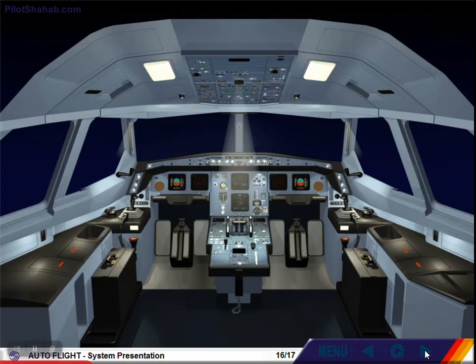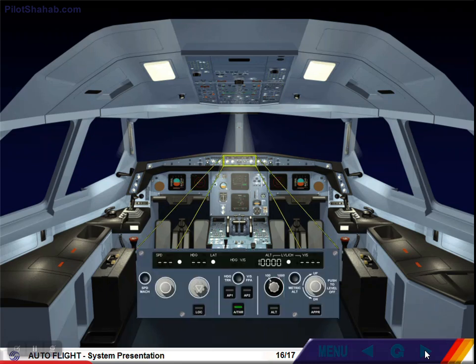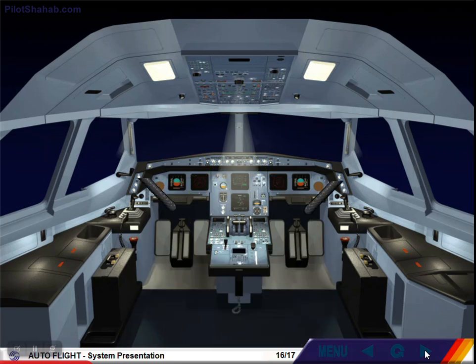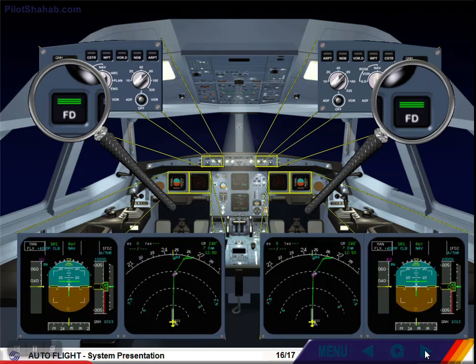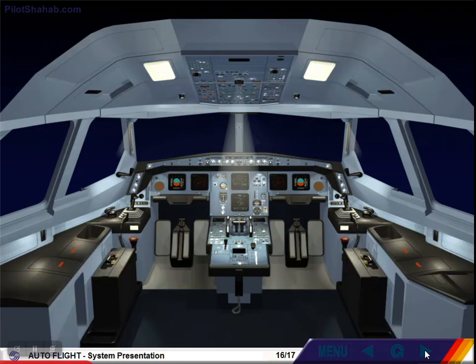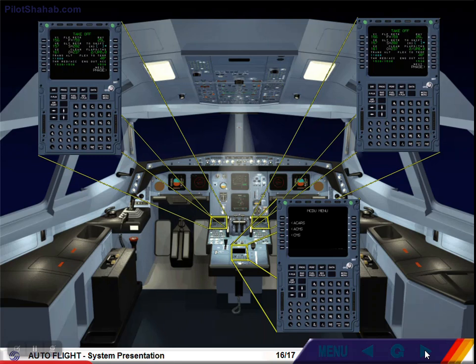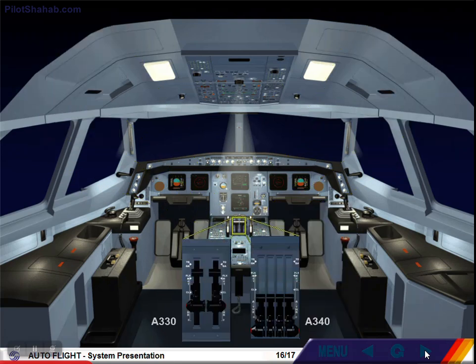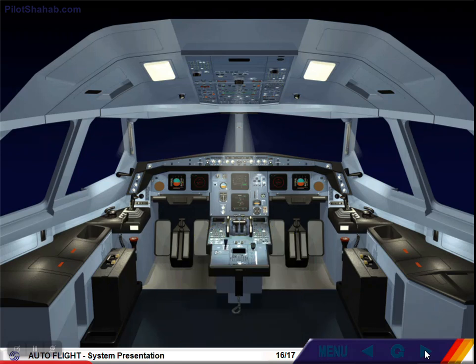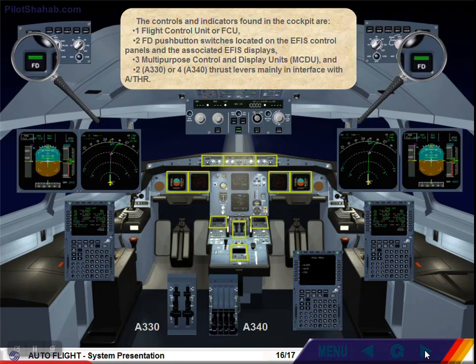The controls and indicators found in the cockpit are one Flight Control Unit, or FCU, two Flight Director push-button switches located on the EFIS control panels and the associated EFIS displays, three Multipurpose Control and Display Units, MCDU, and two A330 or 4 A340 thrust levers, mainly in interface with autothrust.